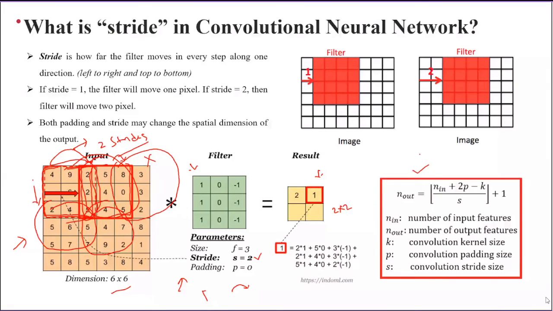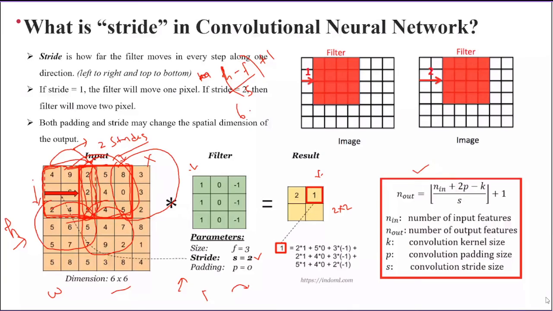The formula is, suppose here the height is h and width is w. If you want to calculate the height of the convolved or feature map, then it is h minus the size of the filter, divided by the strides, plus 1. So here we know the height of the input image is 6, the filter size is 3, and the number of strides is 2.